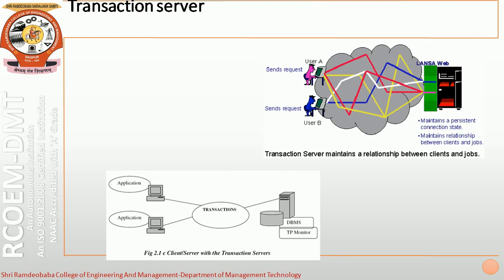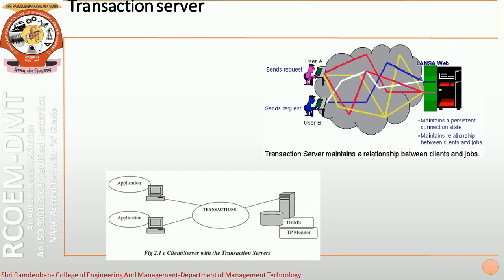Then we have a transaction survey. If you look at the diagram, user A sends a request, and then the entire system has to maintain a persistent communication state and maintain the relationship between clients and jobs. So user A sends a request, user B also sends a request, and it goes via the communication line to the server.